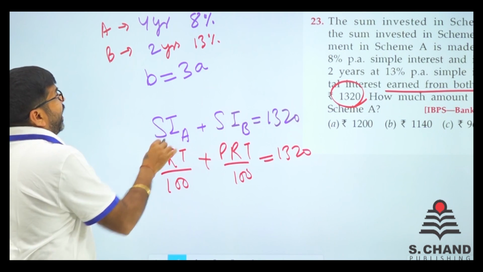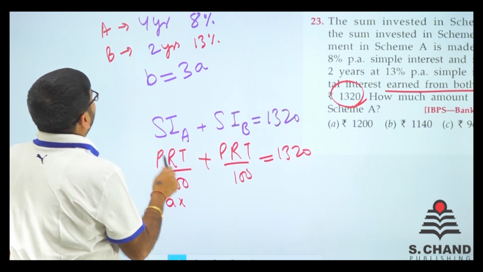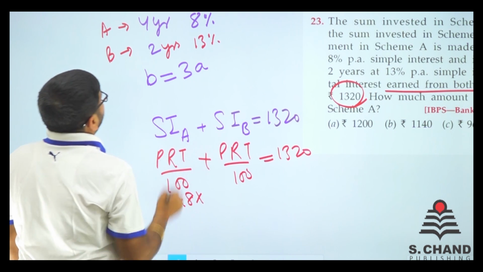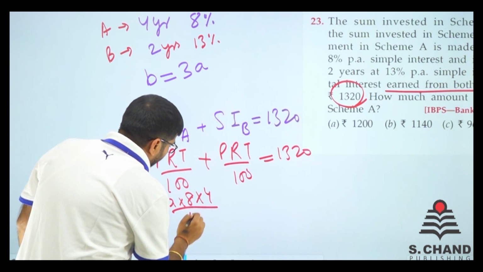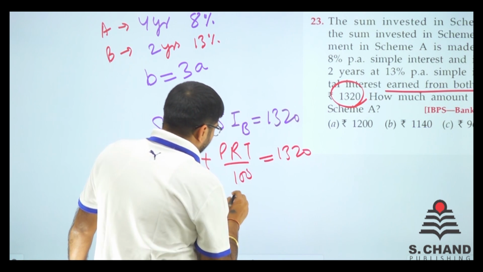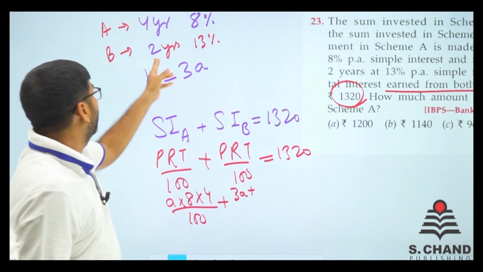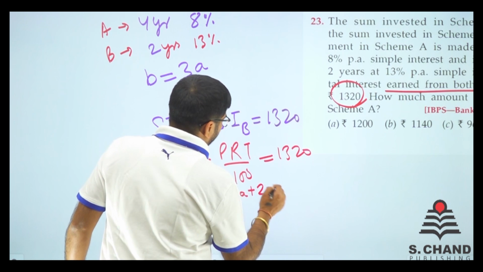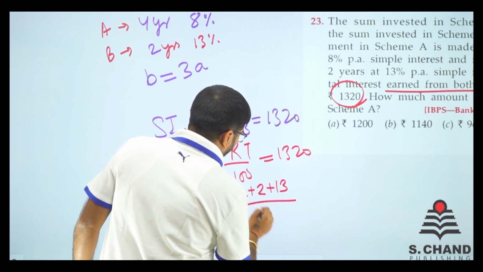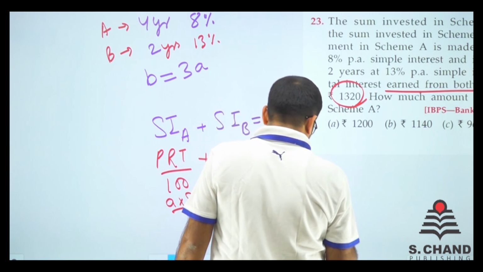What is P for A? That is A. Then what is R? R is rate of interest for A. That is 8. Then time is 4 by 100. P for second, that is B. B is 3A. So I write directly 3A. Then time is 2 years and the percentage is 13% by 100. And that comes out to be 1320, right?